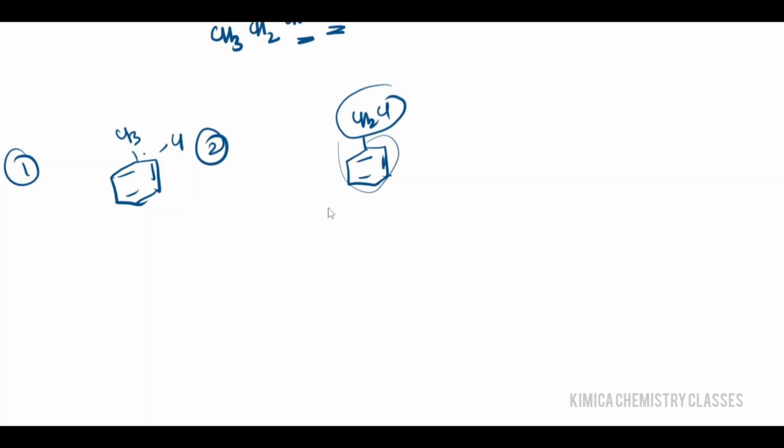Some derivatives are named as per their common names, like this. This is phenol. One more example is benzaldehyde. Next is acetophenone. So there are a lot of examples for this. So this is all about the nomenclature of organic compounds with different functional groups. Thank you.